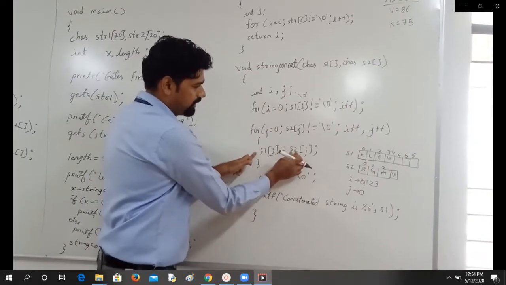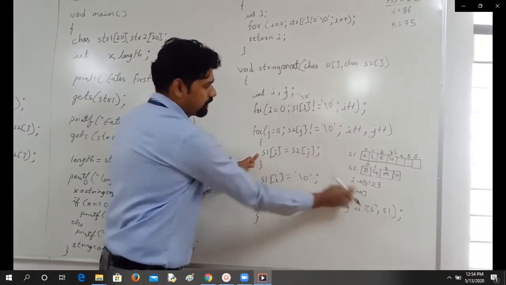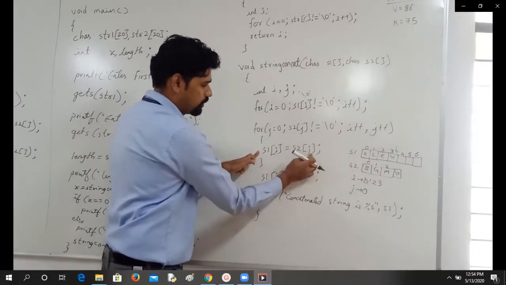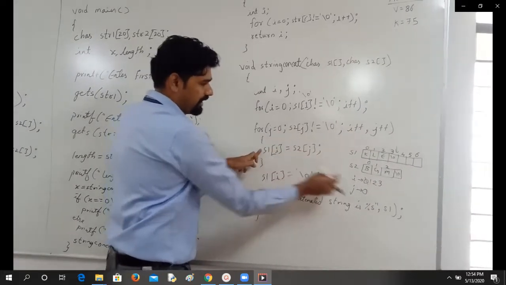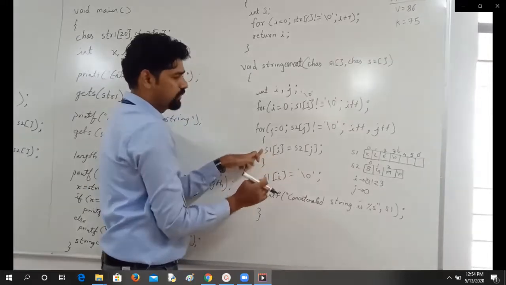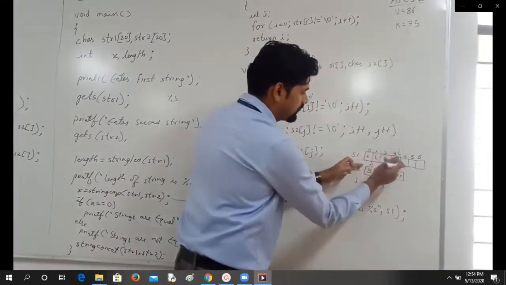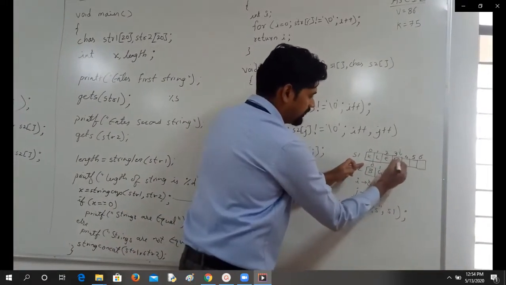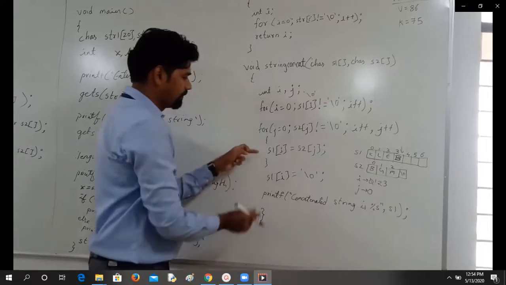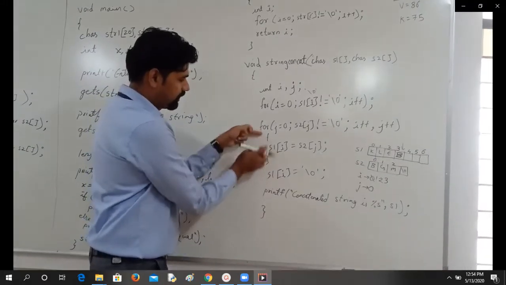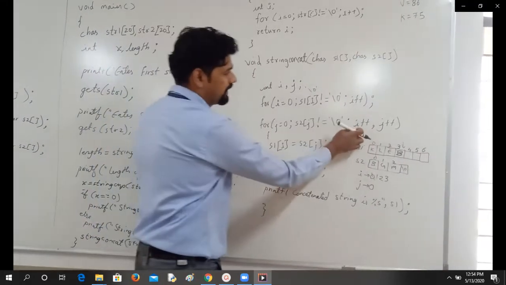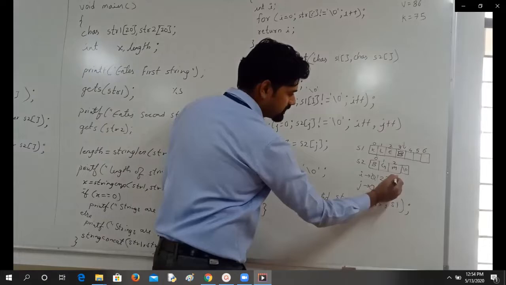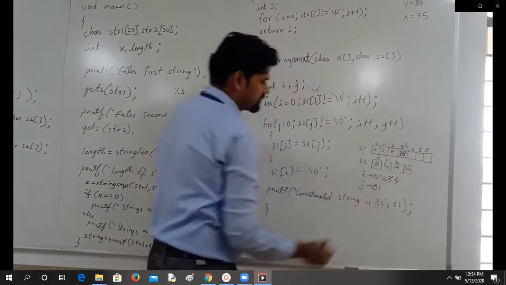I copy the 0th element. j is 0. So the 0th element of S2 I copy into the value of i, which is the third element of S1. That means I copy B over here. So this null is overwritten. This becomes B. Now this is the only statement in this for loop. Control comes back. i and j both are incremented. So this becomes 4 and this becomes 1.